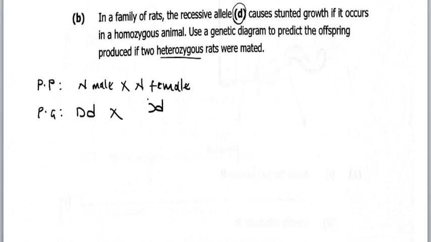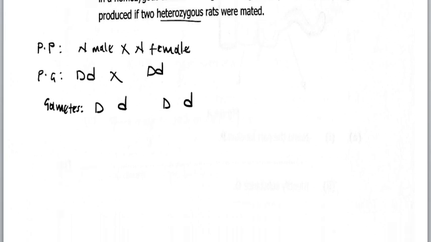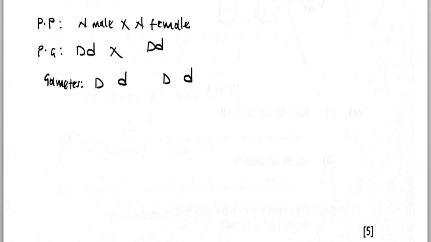Okay, so these are the parental genotypes. Then I now put the gametes here. So the gametes: we have D there, D there, D there, D there. Then from there, now we can have our F1 offspring.